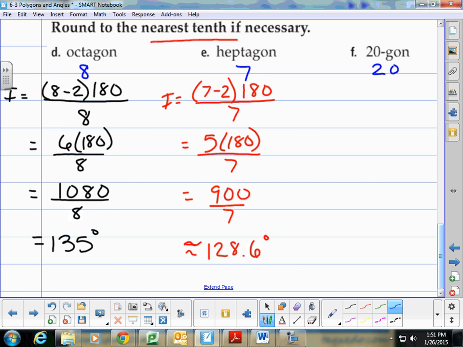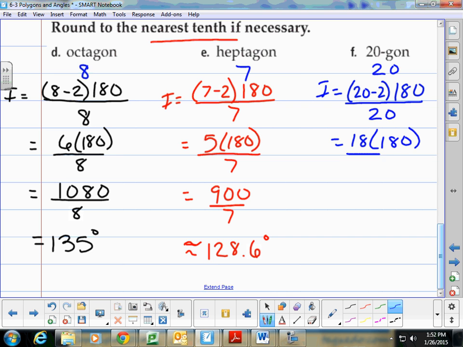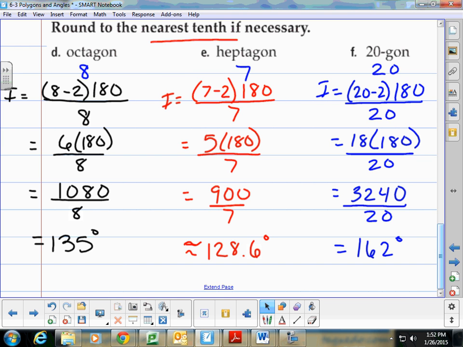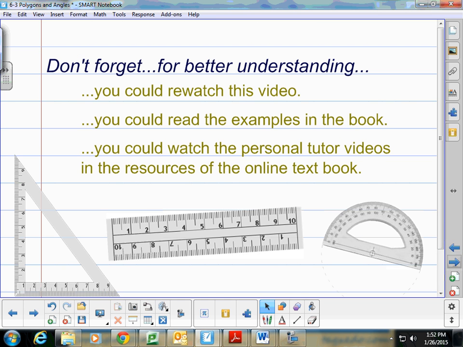And then lastly, the interior angle of a 20-gon would be, well, there's 18 triangles split over 20 angles. So we get 18 times 180 over 20. So we get 3,240 split over 20 angles evenly, which gives me 162 degrees per angle. Notice the angle goes up per side. If you keep those formulas in mind, you should do a good job.